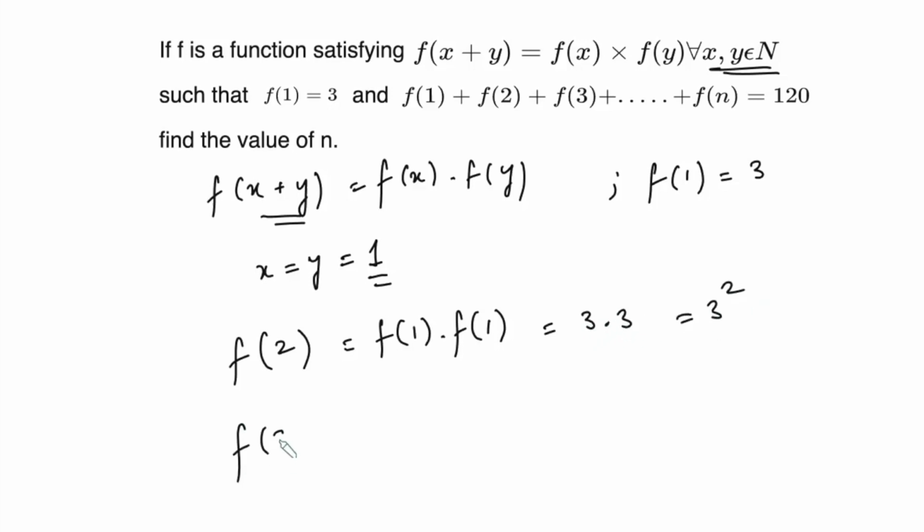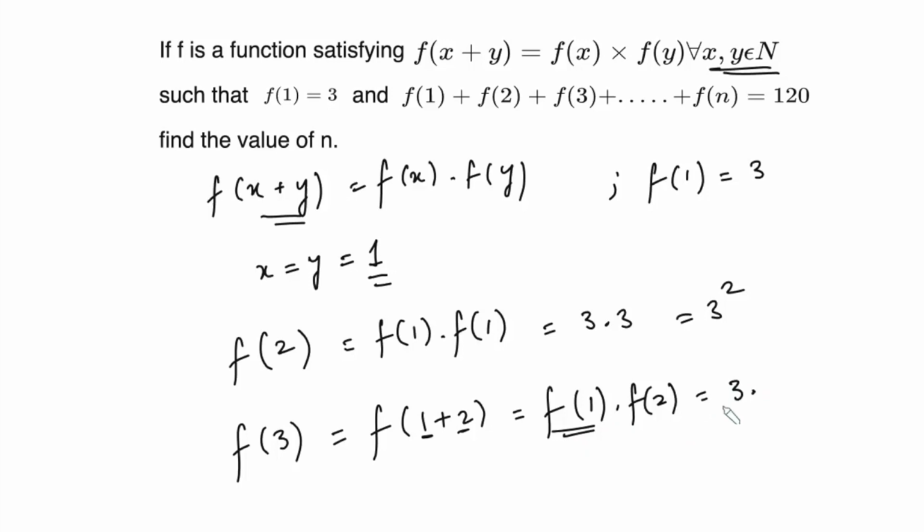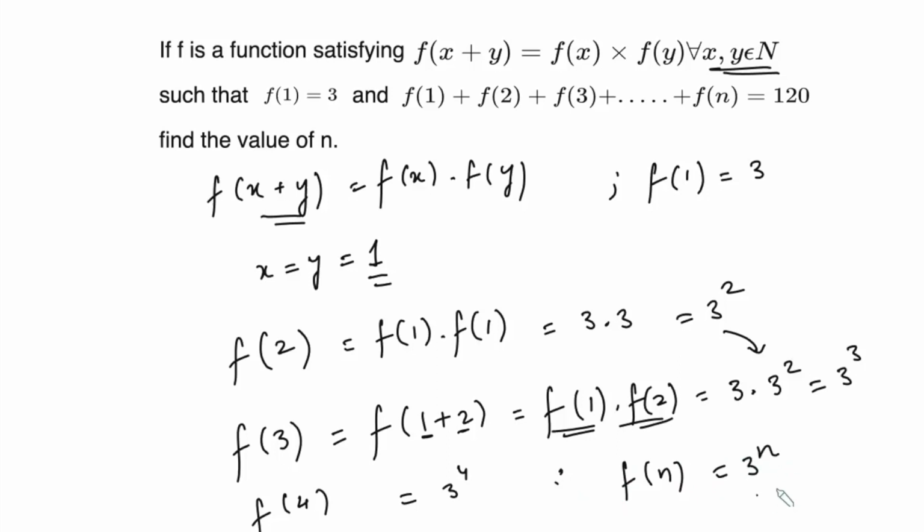Similarly, f of 3 can be written as f of 1 plus 2. So if you take x as 1, y as 2, we get f of 1 times f of 2. So here f of 1 is 3 times f of 2 is 3 square. So you get 3 cubed, right? Similarly, we can find f of 4, that it will be equal to 3 raised to the power 4. And similarly, we can find the value of f of n, that f of n will be equal to 3 raised to the power n.